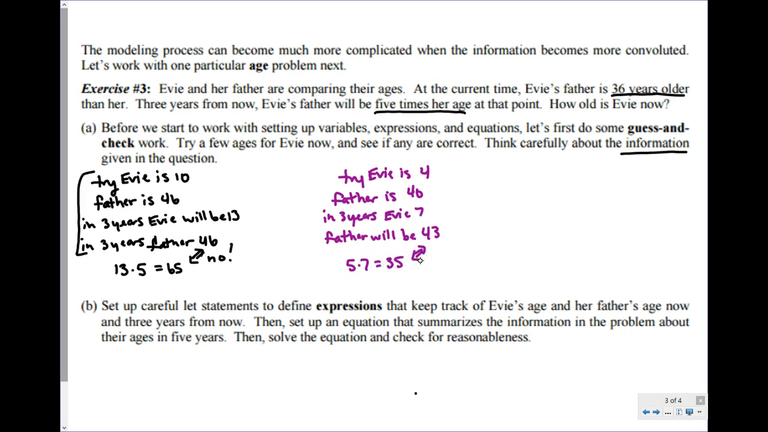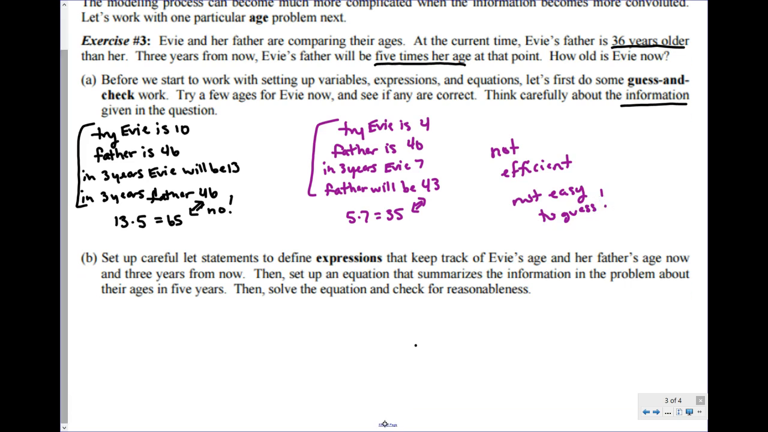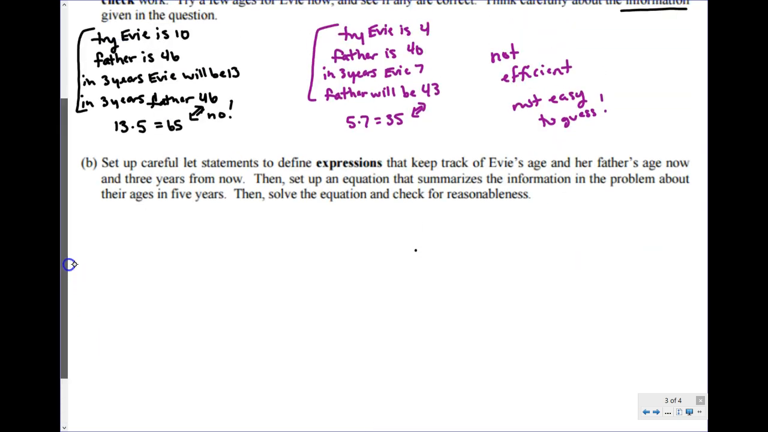This could take quite a while if I keep trying to guess and check, right? A really long time. So there's got to be a better way to try and solve this without guessing and checking. So this is not efficient. It's not easy to guess. So let's be a little more efficient. Okay, let's take a look at B, and this is where we're going to make our let statements.